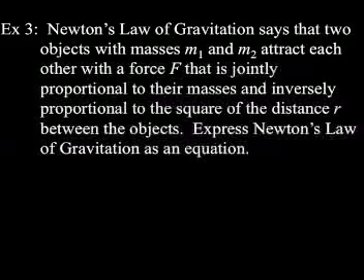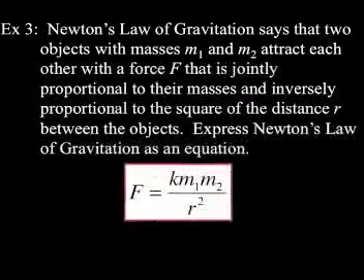We're supposed to express Newton's law of gravitation as an equation. Well, since the force is jointly proportional to the masses, that's m1 and m2, we have that part of the equation being F equals k times m1 times m2. But then, since it's inversely proportional to the square of r, remember inversely means that's going to go on the bottom, in the denominator. So when we combine these all together, F equals k times m1 times m2 divided by r squared.